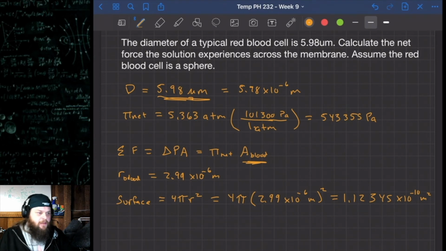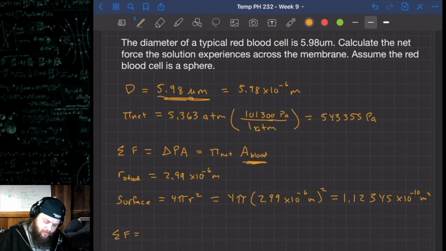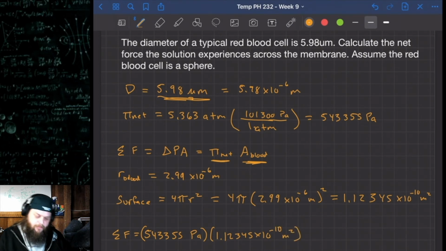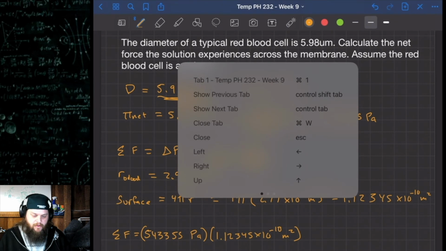So now we can say that the summation of forces is going to be equal to the net osmotic pressure in pascals, which is 54335 pascals, and we need to multiply that by 1.12345 times 10 to the negative 10 meters squared. The reason we had to convert to pascals is the units of newtons per meter squared. If we left it in atmospheres, our answer would be incorrect at the end because the units would be off.